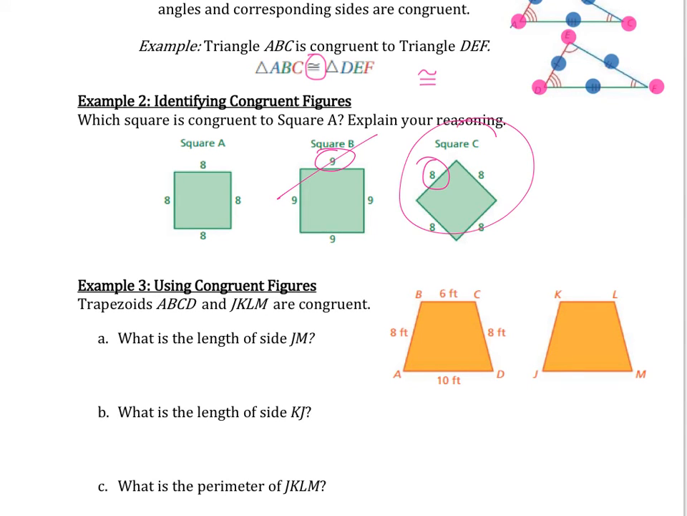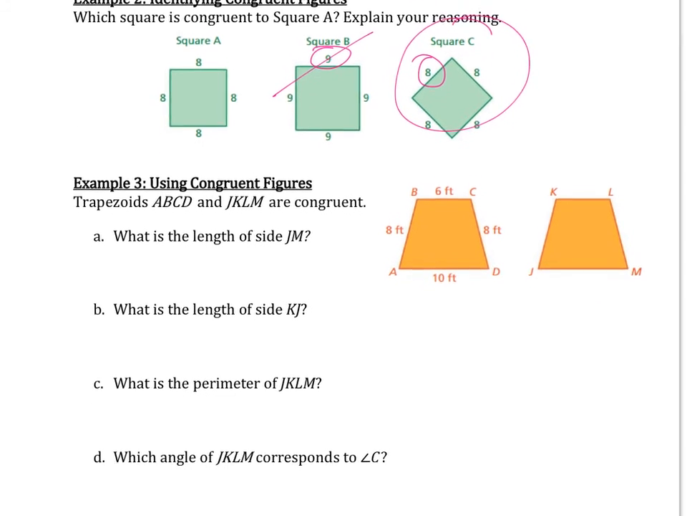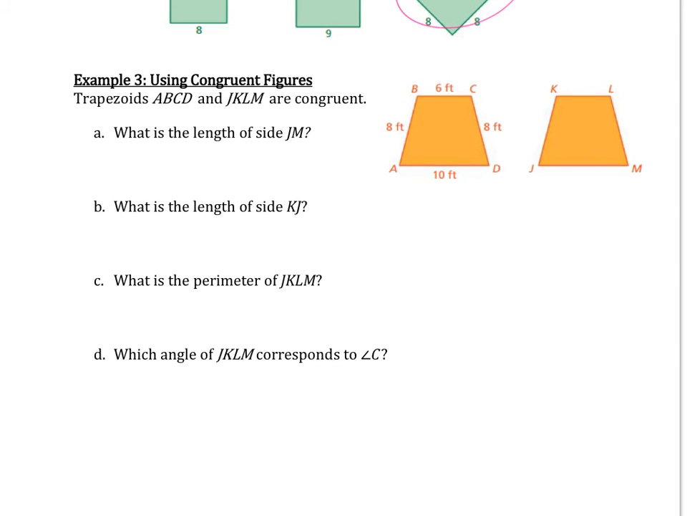And for your reasoning, just make sure you sum up the sides being congruent and the fact that all angles would have to equal 90 because it's a square. Last up here, we just want to apply the knowledge of our congruent figures. So we have these 2 trapezoids here, ABCD and JKLM, and they're telling us that they are congruent. So the first question here is, what is the length of side JM?